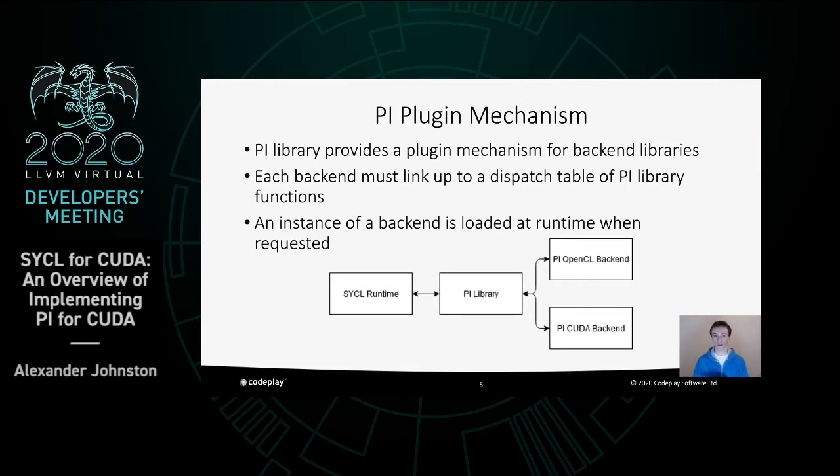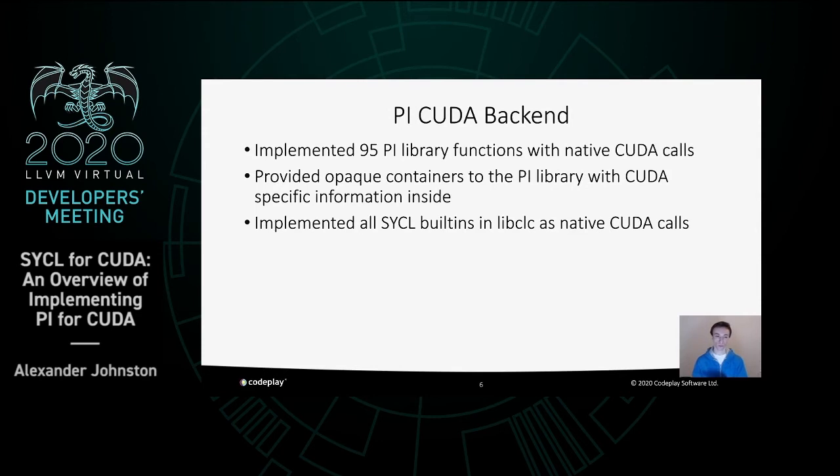To do so, the PI library provides a function dispatch table that a backend must fulfill and connect to when loading. The first PI backend implemented was for OpenCL, and the functions in the dispatch table reflect this. We implemented about 95 functions for the dispatch table in the CUDA backend. Some were as simple as one-line CUDA calls to replicate the SYCL behavior required, but others were much more complicated and required notable framework within the backend.